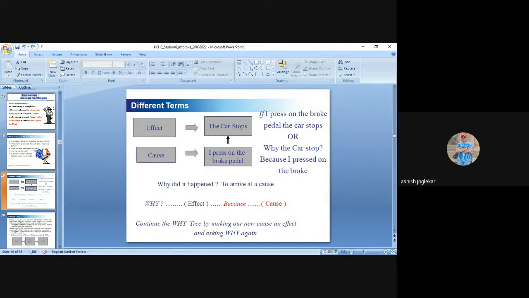The effect is the brake stops and the cause is because I press the brake pedal. The car will not stop till I press the brake pedal, or it will have an accident. So the accident is the effect of not pressing the brake pedal, and the cause is I didn't press the brake pedal. But if the car stops, then I must have applied the brakes to stop the car. So that is what we call the terms: what is the effect and what is the cause?